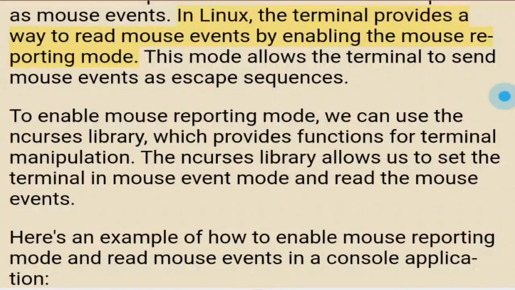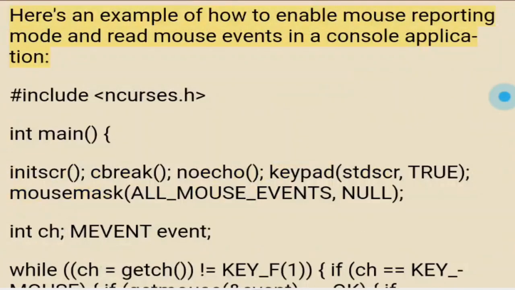In Linux, the terminal provides a way to read mouse events by enabling the mouse reporting mode. This mode allows the terminal to send mouse events as escape sequences. To enable mouse reporting mode, we can use the ncurses library, which provides functions for terminal manipulation. The ncurses library allows us to set the terminal in mouse event mode and read the mouse events. Here's an example of how to enable mouse reporting mode and read mouse events in a console application.